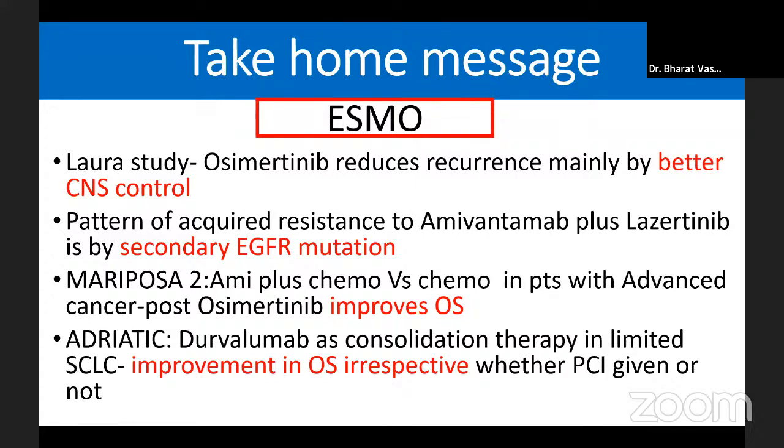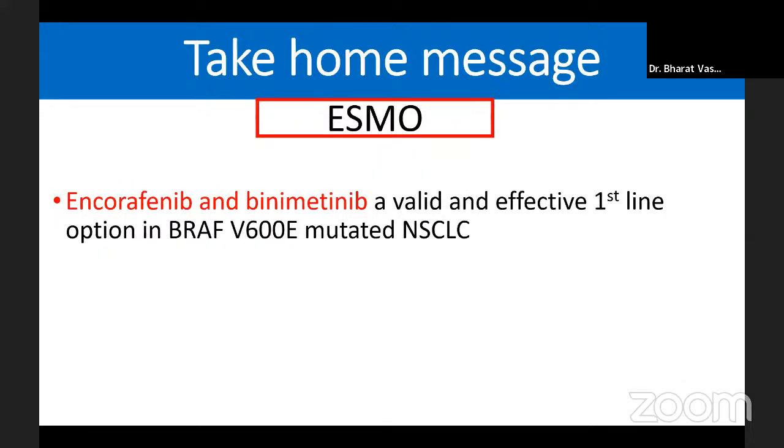Amivantamab plus chemo versus chemo in patients with advanced non-small cell EGFR mutant improves your OS, with a 27% reduction in the risk of progression. Durvalumab as consolidation therapy in limited SCLC gives improvement in OS irrespective of prophylactic cranial irradiation. And last but not the least, encorafenib and binimetinib, a valid and effective first-line option in BRAF V600 mutated NSCLC. You now have two combinations available.